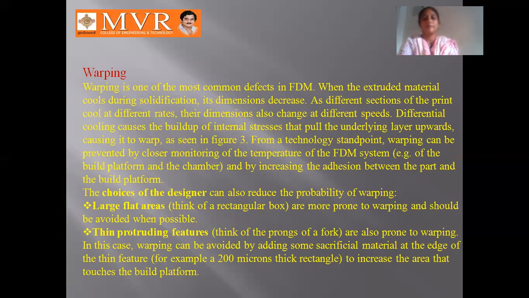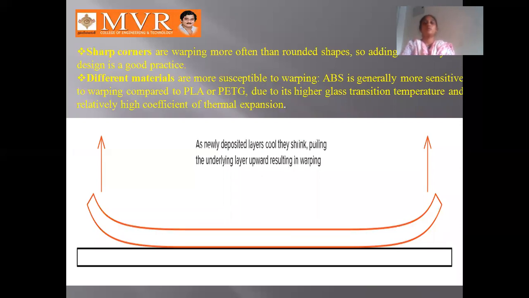Okay, and this can be easily identified through the choices of the designer. Large flat areas are more prone to warping and should be avoided when possible. Thin protruding features are also prone to warping. Sharp corners warp more often than rounded shapes, so adding rounded edges is a good design practice.